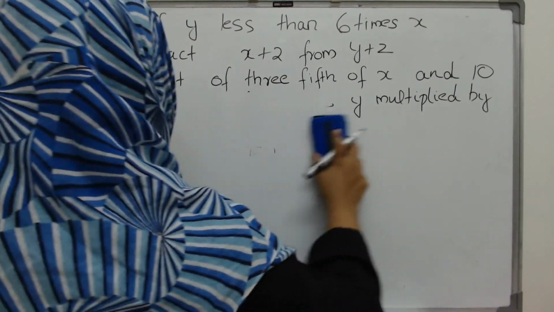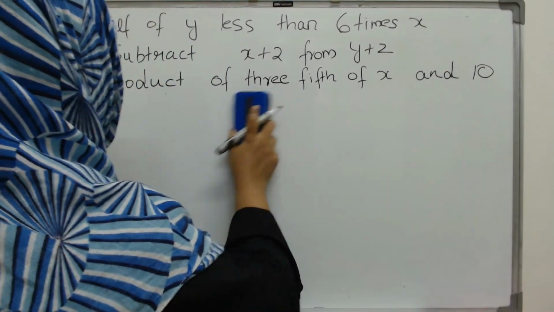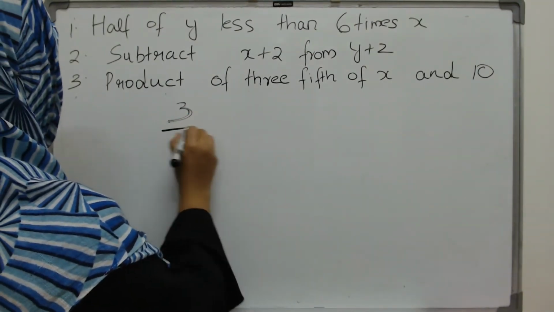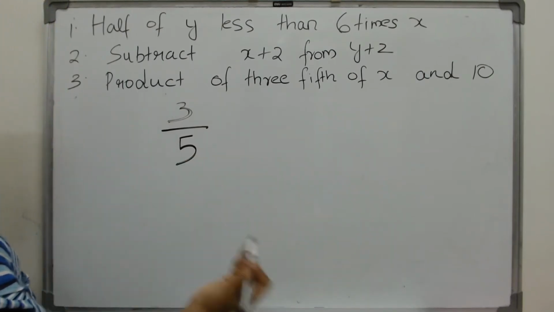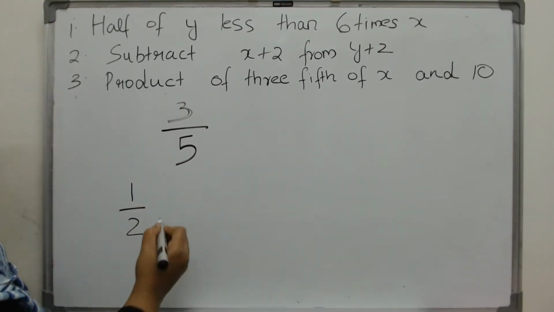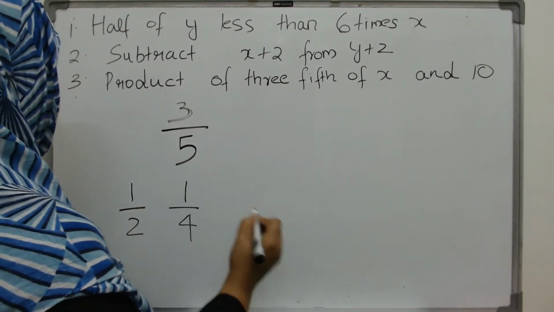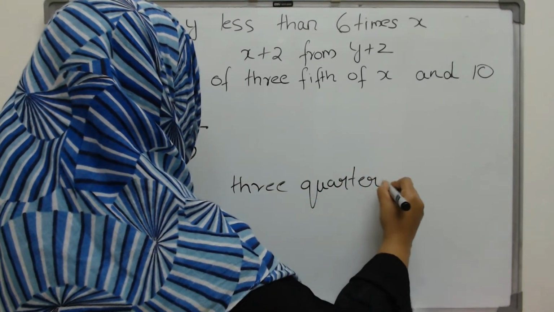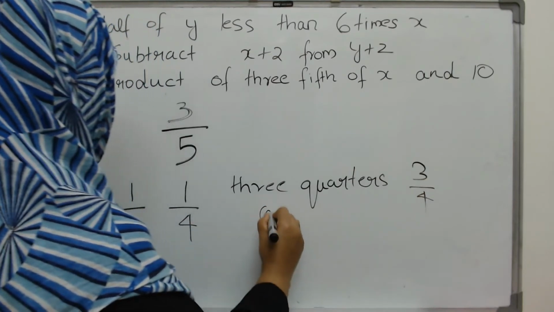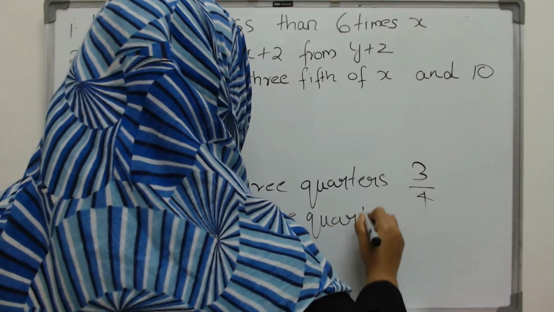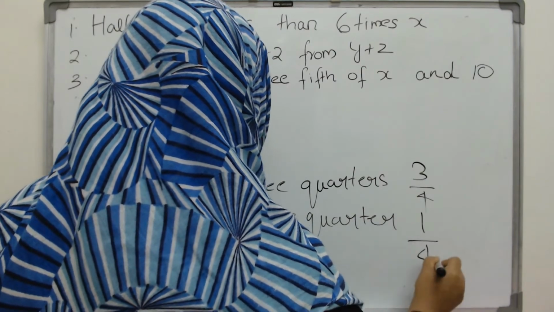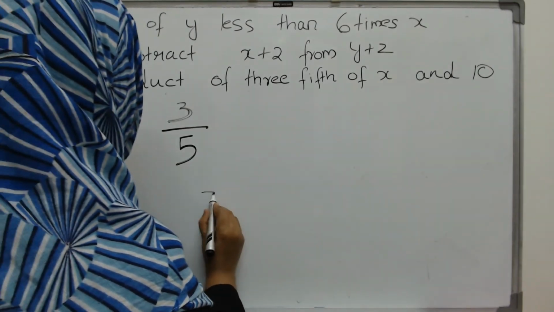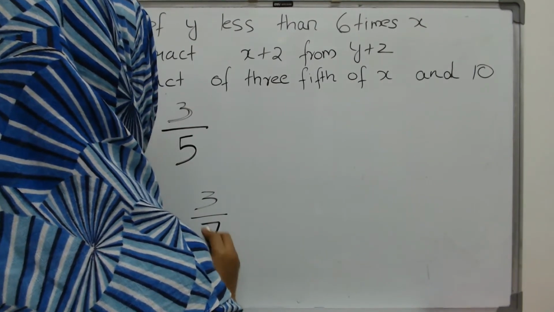Now the third question. The product of 3/5 of x. What is 3/5? It is 3 by 5. Similarly, what is half? It is 1 by 2. What is quarter? It is 1 by 4. 3 quarters would be 3 by 4. And 1 quarter would be 1 by 4. So 3/5 is this. What is 3/7? 3/7 would be 3 by 7.